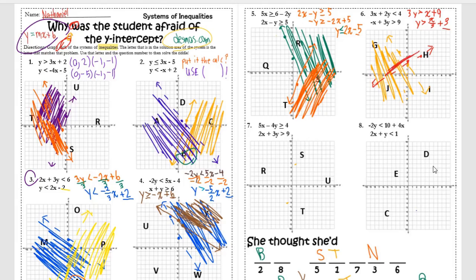So there we go. G lies in the intersection of our ketchup and mustard, or our two inequalities. So we have 6 is G.